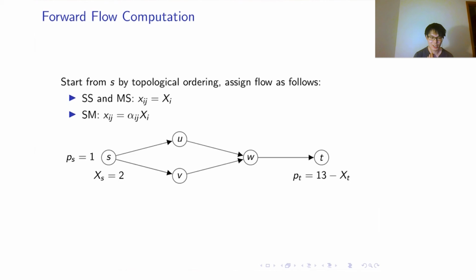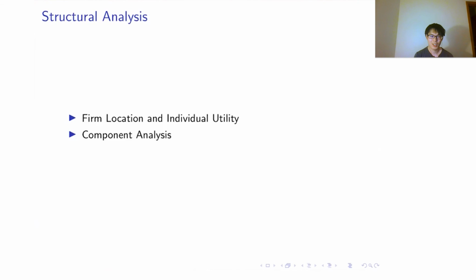So we start from S, and since this network is symmetric, the convex coefficients should be half and half for SU and SV. Therefore, we assign 1 unit of flow to U and 1 unit of flow to V. This is the SM case. Now we reach an MS case. So U and V just assign everything to W. Eventually, we'll reach an SS case, and W just assigns everything to T. Okay, we're done with our main theorem.